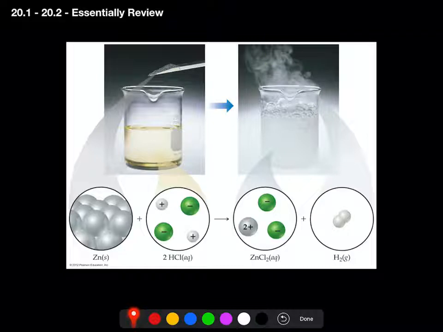First two sections, basically a review. So for example, here we have some zinc and we have some hydrochloric acid. And when we add the two together, we already know single displacement. We're going to produce some zinc chloride and some hydrogen gas. Now, going back to that question in your book, we see bubbling and we see steam here. Why is that?